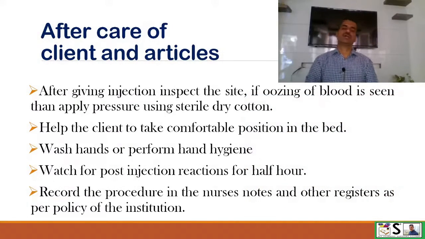Aftercare of client and articles. In all types of injection, aftercare remains the same. After giving the injection, inspect the site. If there is oozing of blood, then apply pressure with sterile cotton. Help the client to take a comfortable position in the bed or chair. Wash hands and perform hand hygiene. Watch for post-injection reaction for half an hour. Record the procedure in nurse's notes and other registers as per policy of the institution.